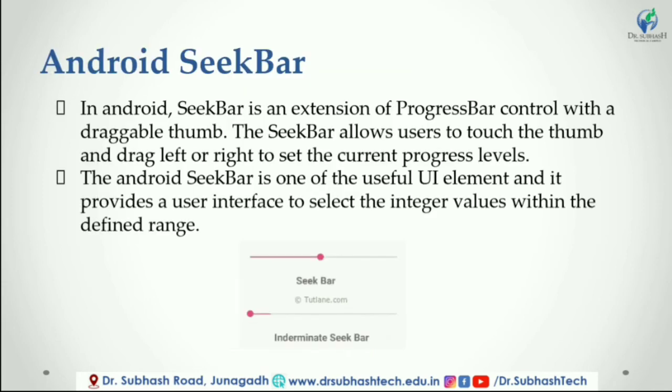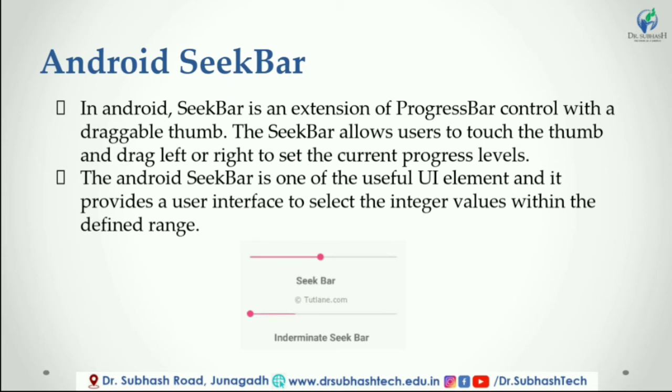Next topic is Android SeekBar. In Android, SeekBar is an extension of progress bar control with a draggable thumb. The SeekBar allows user to touch the thumb and drag left or right to set the current progress value. The Android SeekBar is one of the useful UI element, and it provides a user interface to select the integer value within the defined range. Following is the pictorial representation of using SeekBar in Android application.